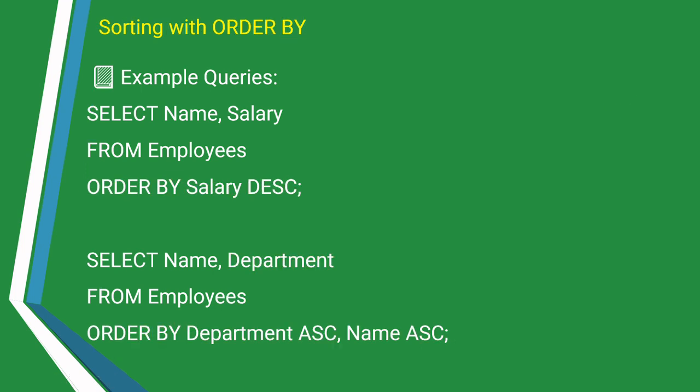Use order by to sort results. For example, list employees by salary from highest to lowest, or sort by department and then by name alphabetically.